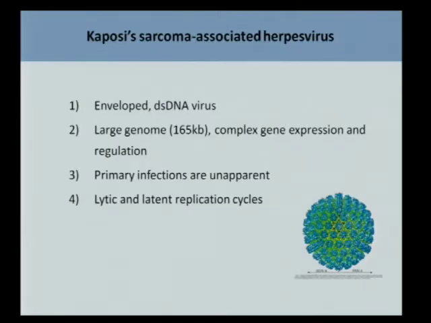Primary infections by KSHV are generally unapparent. Generally, the immune system is quite capable of controlling this infection. However, upon immunosuppression, the viral titers can increase and you can get KSHV-related diseases. And just to be clear, like many herpesviruses, once you're infected, it's for life.